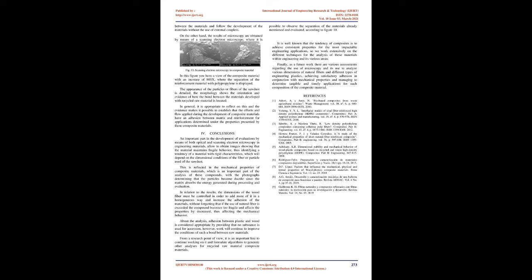About the analysis, adhesion between plastic and wood is considered appropriate, given that no substance is used for adhesion. However, work will continue to improve the conditions of such a bond between raw materials. From a research point of view, it is an important line to continue working on and to formulate algorithms to generate other analyses for recycled raw material composite materials. It is possible to observe the separation of the materials already mentioned and evaluated, according to Figure 10.